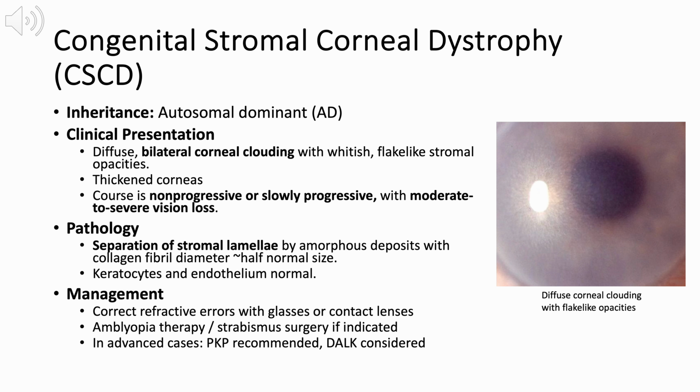On pathology, we see separation of the stromal lamellae caused by amorphous deposits. The collagen fibrils are about half the normal diameter, while both keratocytes and the endothelium remain normal. Management begins with correcting refractive errors using glasses or contact lenses. Children may also require amblyopia therapy or strabismus surgery if indicated. In advanced cases, PKP is recommended, though DALK may also be considered.